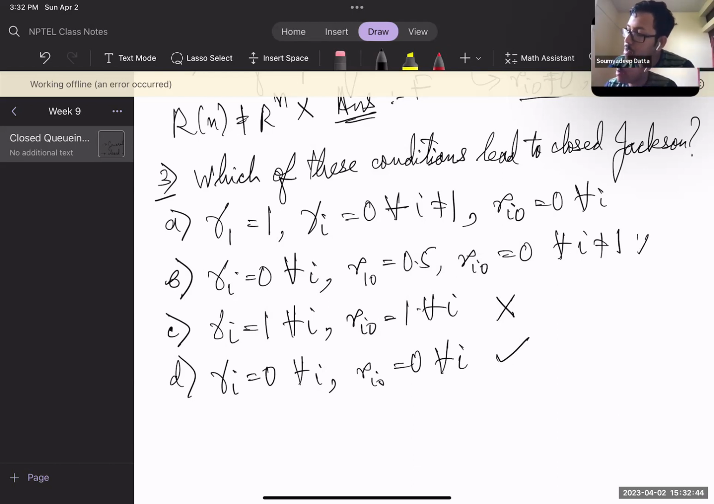Similarly here, even if one node is leaking, so there is one node that is allowing customers to exit, it's not a closed Jackson network because it's not closed. Some packets are escaping. And similarly, if we are allowing entry of external traffic at one node, it's again not a closed Jackson. So we really need a completely closed system where nothing comes in, nothing goes out. It's all circulating inside.